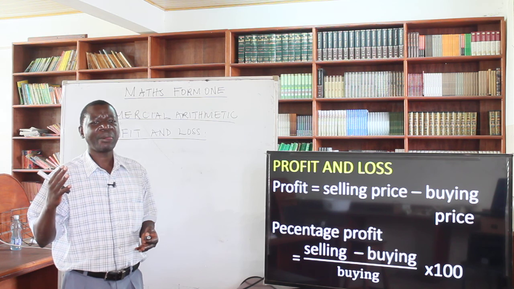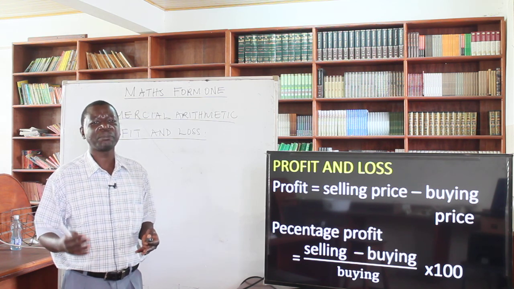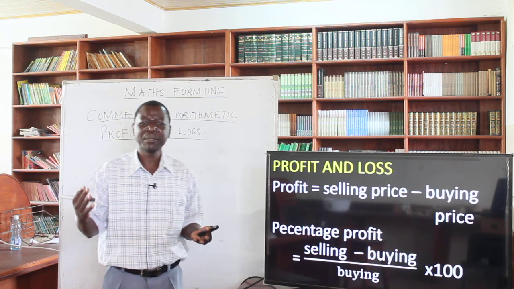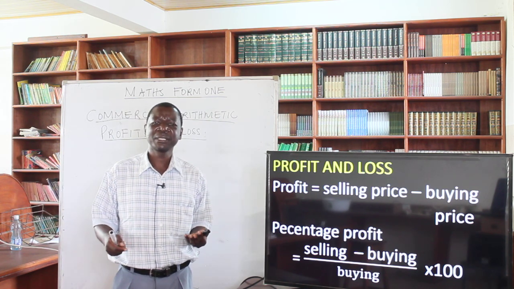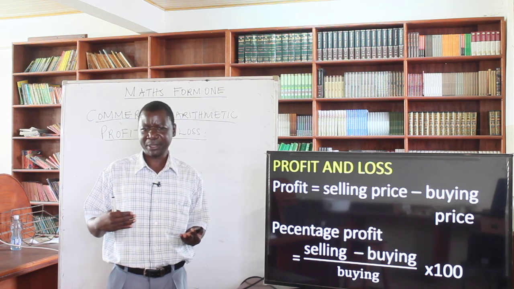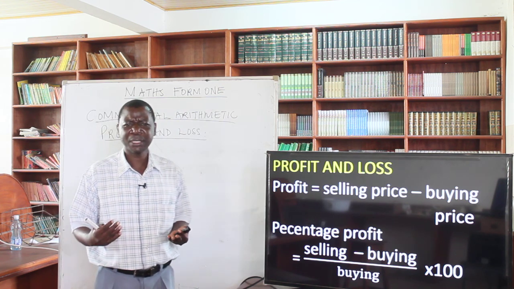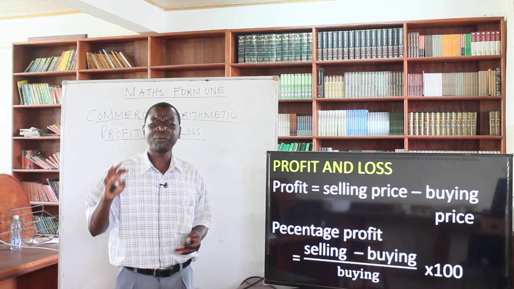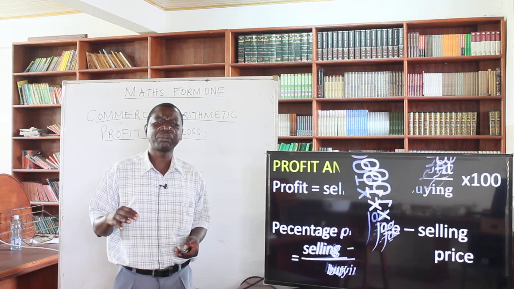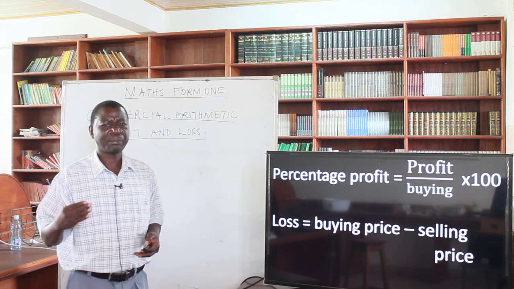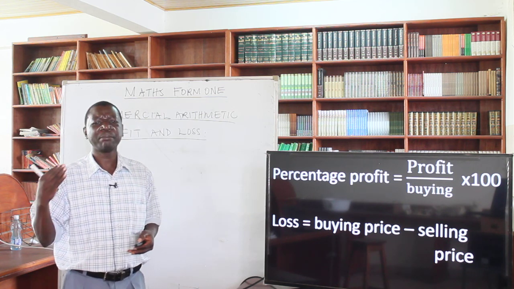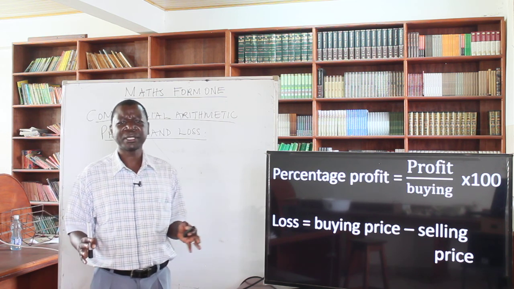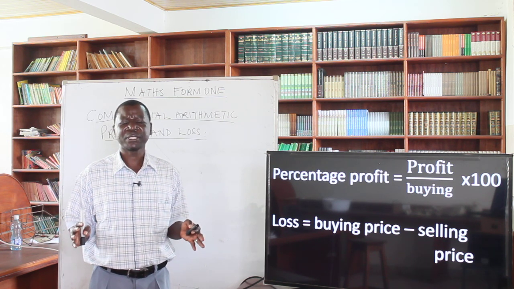If we want to calculate the percentage profit, we take the selling price minus the buying price, and divide by the buying price. In other words, the percentage profit will be given by the profit divided by the buying price, then multiplied by 100. That will give us the percentage profit.